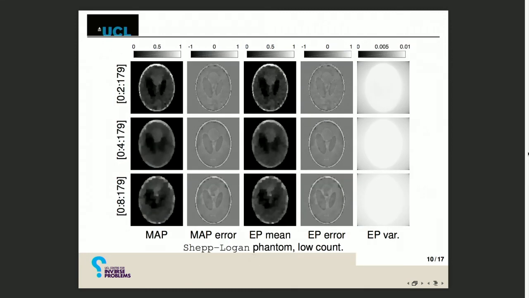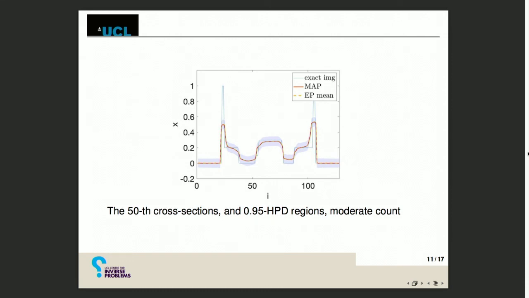Similar observations can be made for low count data. Basically, the MAP estimate and the expectation propagation results are more or less comparable, but we also have the corresponding uncertainty estimate. The uncertainty levels here are a bit higher because of the low count. And here I show just one slice. We have the mean estimate, and because we have the variance information, we put an error bar on the mean estimate. This allows us to assess, for example, if we are given some other estimates, how reasonable that estimate is with our construction in the Bayesian sense.